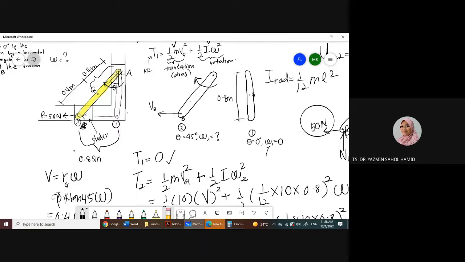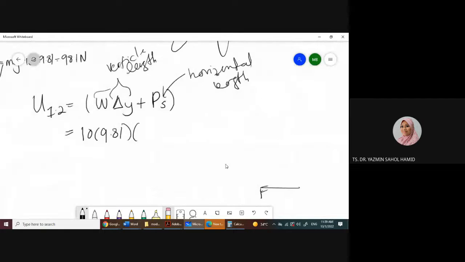Sine 45. Faham tak? This is the length. 0.8 sine 45. That is the length. Betul tak? So, bila you nak buat displacement untuk force P ni, formula untuk force P ni, it will be what? Plus 50 times the length, the displacement length. The displacement length will be 0.8 sine 45 degrees.